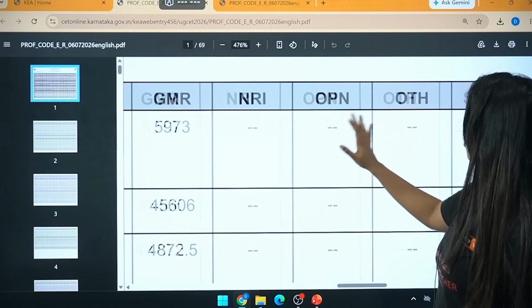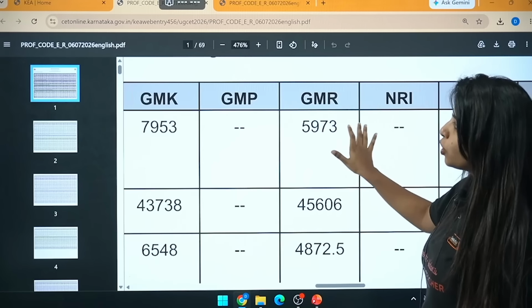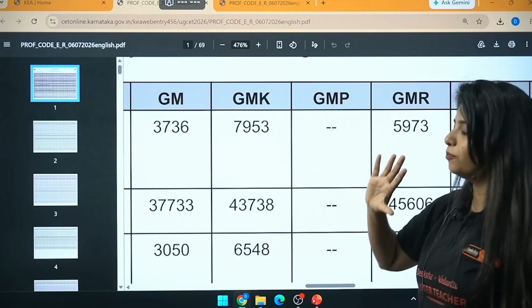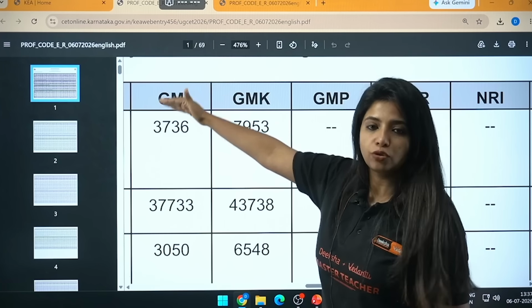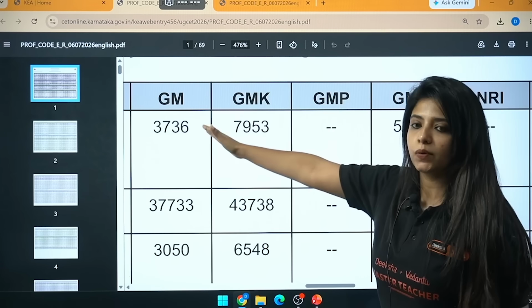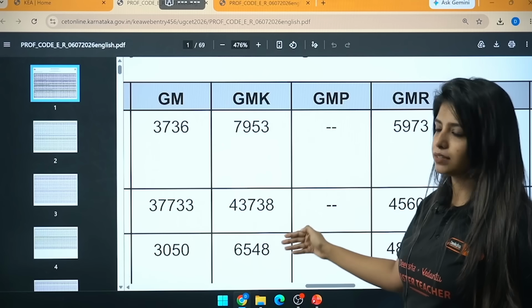There is NRI, there is open, and so if you have not claimed anything else apart from being general merit, you do not have Kannada medium or rural quota, you have to look for the GM category. You have to look for GM category. If you are general merit but you have claimed Kannada medium, then this. You get it?